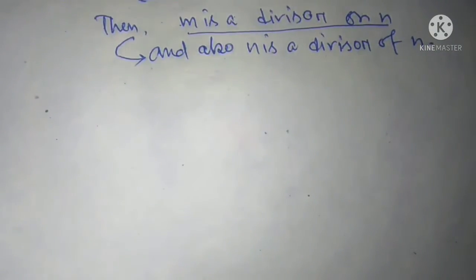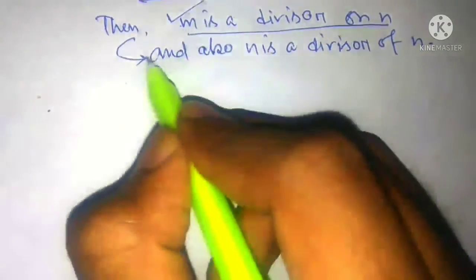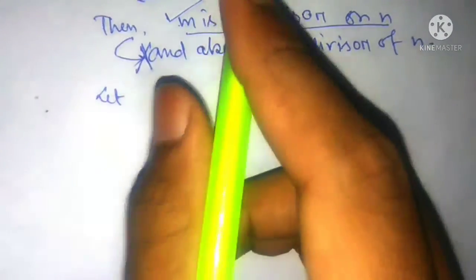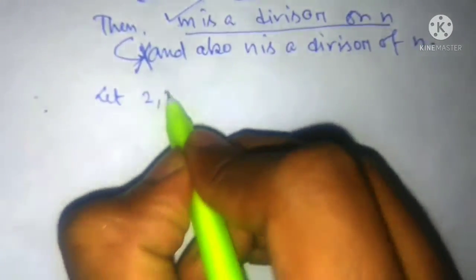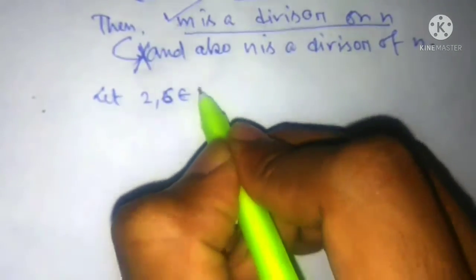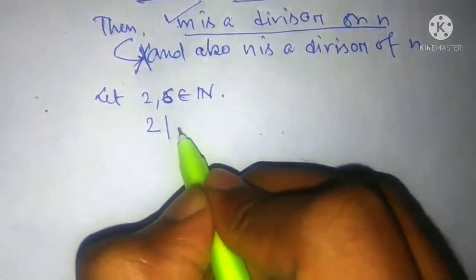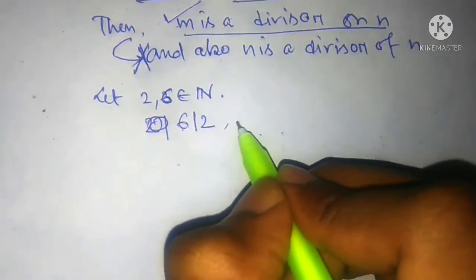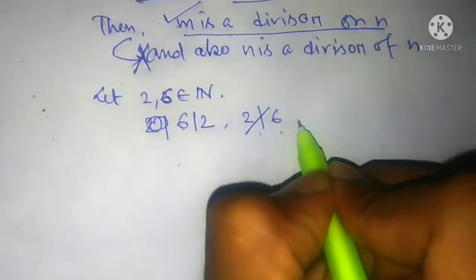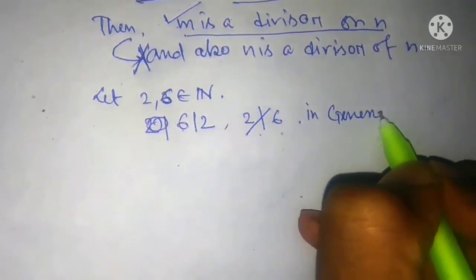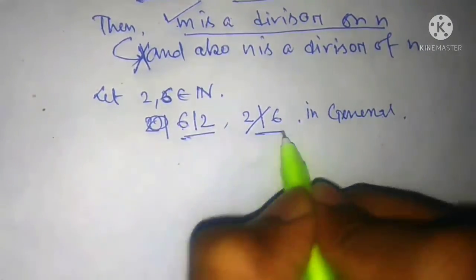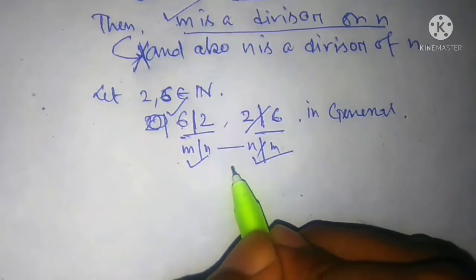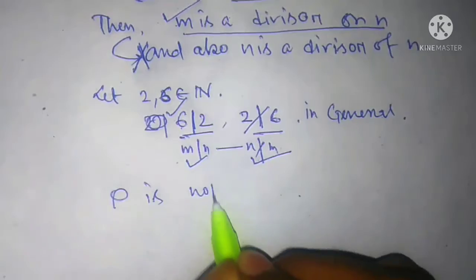Okay, in this case, this is not true, because, let 2 and 6 belong to the natural numbers. 2 is a divisor of 6, that is, 2 divides 6, but 6 does not divide 2 in general. So for that case, 2 divides 6, but 6 does not divide 2. That is, this is not possible, so rho is not symmetric.